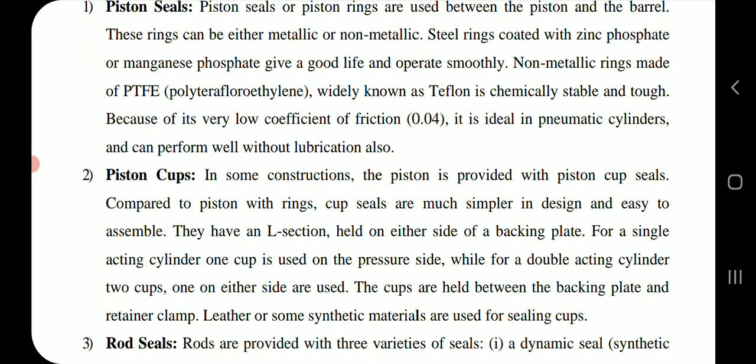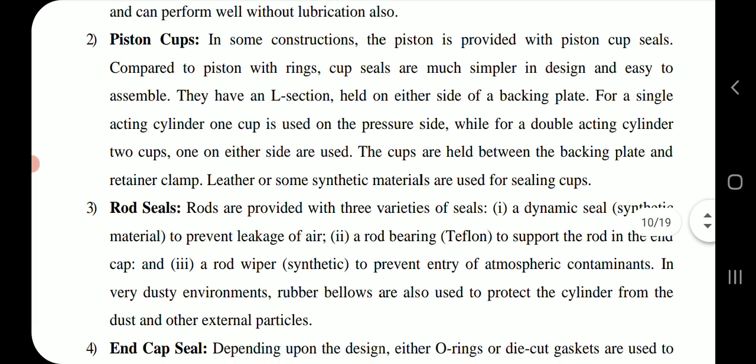Compared to piston with rings, cup seals are much simpler in design and easy to assemble. They have an L section held on either side of a backing plate. For a single acting cylinder, one cup is used on the pressure side, while for a double acting cylinder, two cups, one on either side, are used. The cups are held between the backing plate and retainer clamp. Leather or some synthetic materials are used for sealing cups.